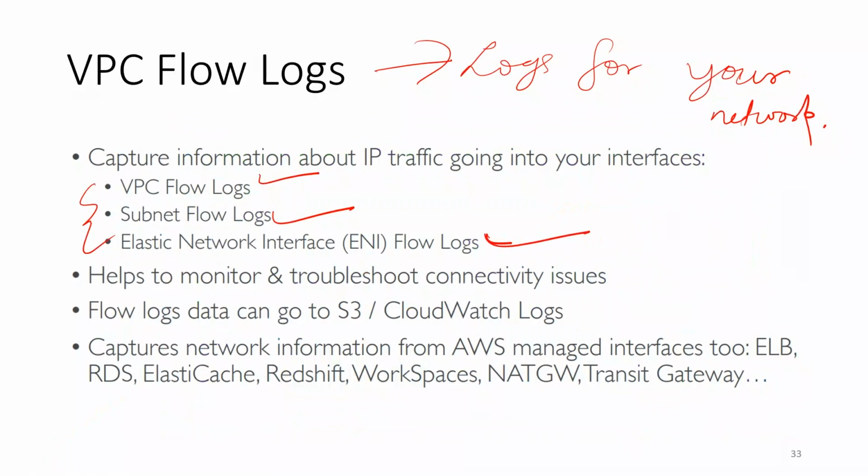It helps to monitor and troubleshoot connectivity issues, guys. For example, there is a VPC A and there is a peering connection between VPC A and VPC B, and for some reason you are seeing some kind of data loss while the data is transferred from VPC A to VPC B. Then you can inspect the VPC flow logs coming into your subnet in VPC B, and you can check, okay, there is some issue over here. You can check the source address and the destination address. Is the right data coming from the correct source or not?